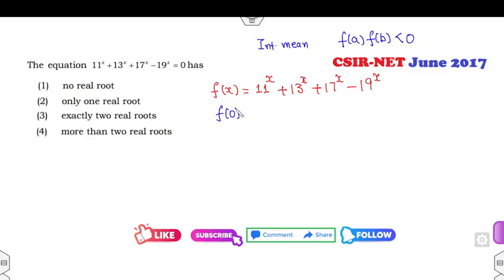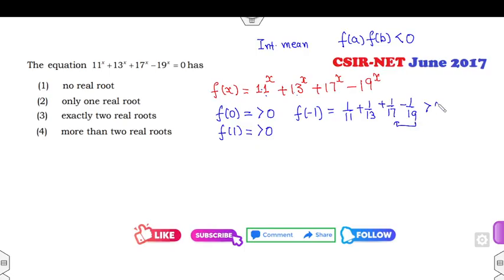Fine. You can see what is f of 0. 1 plus 1 plus 1 minus 1, which is greater than 0. What is f of 1? 11 plus 13 plus 17 minus 19 is again greater than 0. What is f of minus 1? It is 1 over 11, 1 over 13, 1 over 17, minus 1 over 19. So clearly this is also greater than 0. But you can see f of minus infinity: this is 0, this is 0, this is 0, this is 0. And what is f of infinity? It is infinity. Fine.